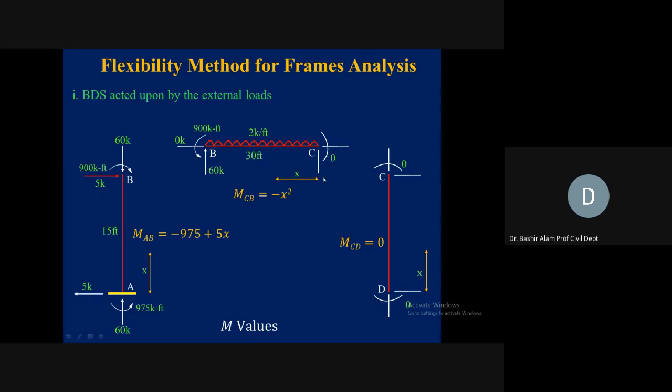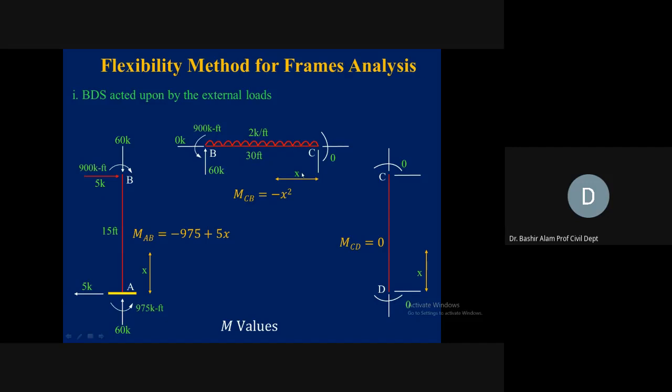For member BC, we are taking C as origin. So when we take C as origin, this shear is not causing any bending moment. Axial is not causing any. At the end, we don't have any moment. Only this UDL is causing moment about this section X, and it will be 2 times X. This will become an equivalent point load, or the resultant of this span X having 2 kip per foot. So 2 times X, and the distance will be X divided by 2.